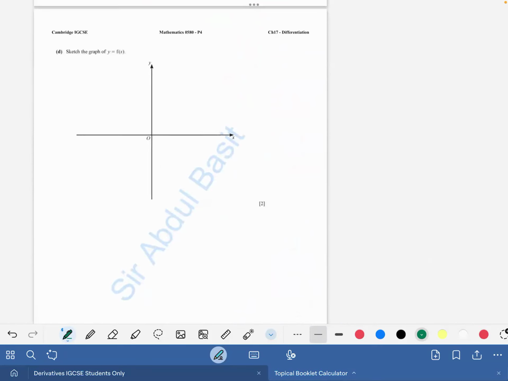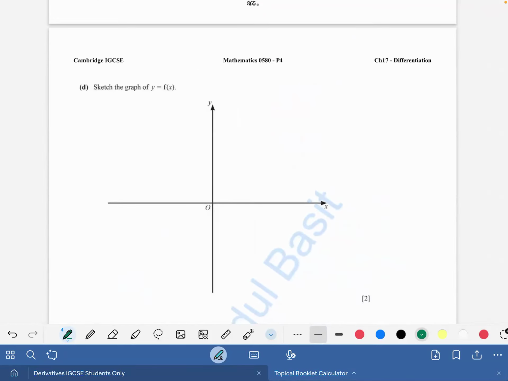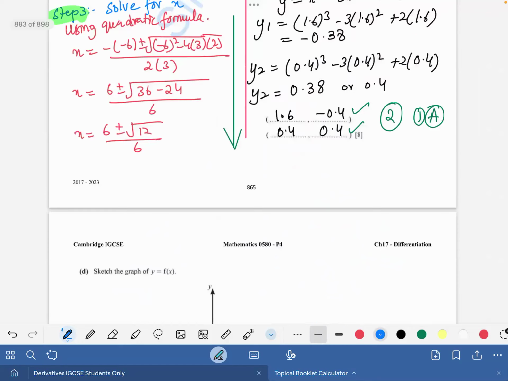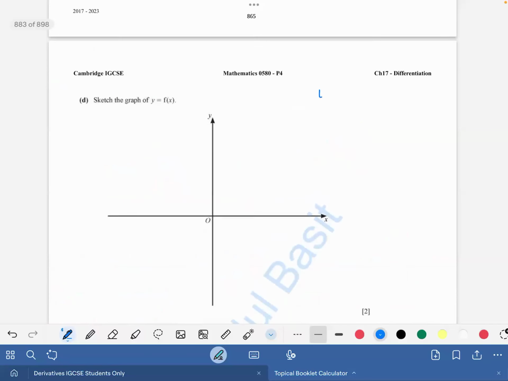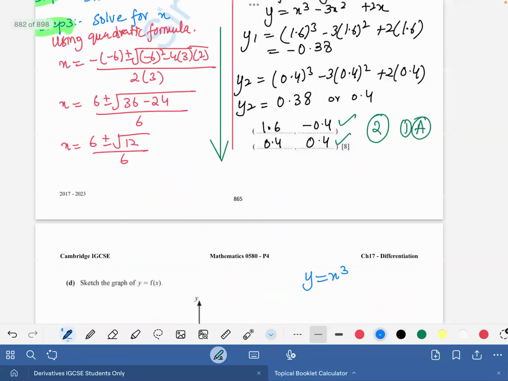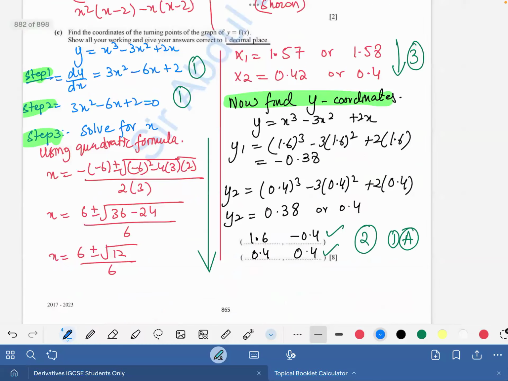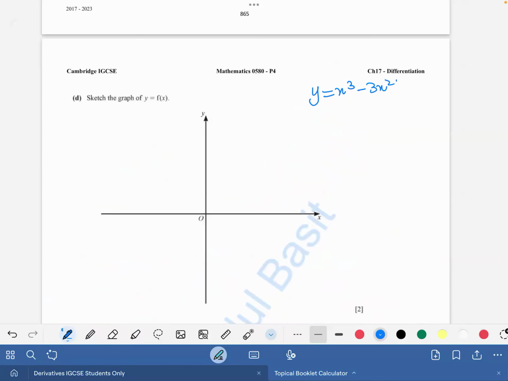Okay, now see, the examiner is saying sketch the graph. And the sketching is for 2 marks only. It doesn't say anything else. So what I'm going to do is I'm just going to sketch it because it is 2 marks. So let's check. My question is y is equals to x cube minus 3x square plus 2x. It means that I can say that it is x cube minus 3x square plus 2x plus 0.